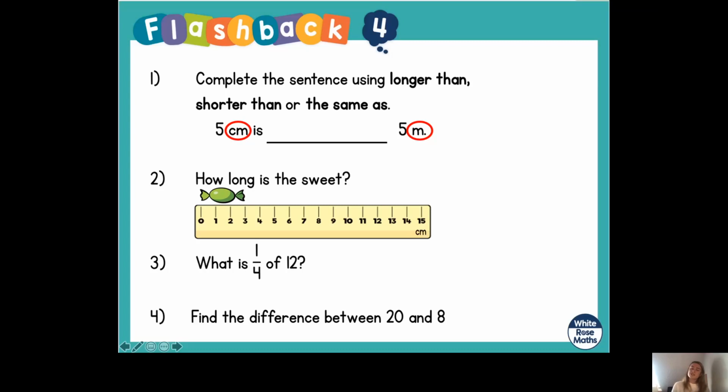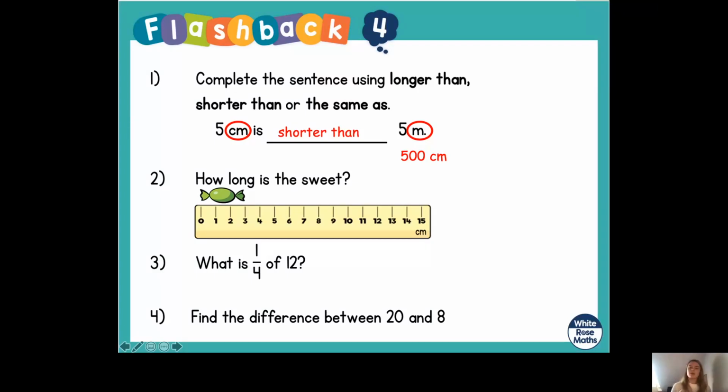So if there are 100 centimetres in 1 metre, that means there are 500 centimetres in 5 metres. So now we're comparing 5 centimetres and 500 centimetres. Which one's longer? Yes, that's right. It's 500 centimetres, isn't it? So therefore, 5 centimetres is shorter than 500 centimetres, or 5 centimetres is shorter than 5 metres. Okay, the next one, number 2. Well, we can see that the sweet is lined up correctly because it's starting at the 0, isn't it? Remember, we don't start right at the end of the ruler. We start on 0 centimetres.